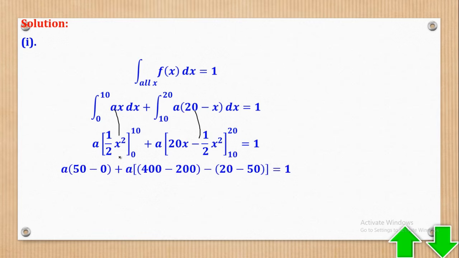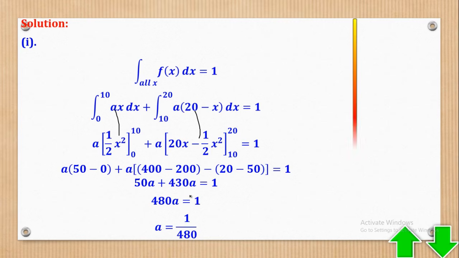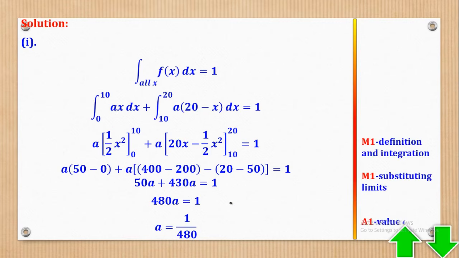Then substitute the limits and simplify to come up with the value of a. So the value of a will be 1 over 480. So basically that's what they wanted. Now let's see how marks can be awarded. M1 for definition and integration, substitution of limits and value of constant a.